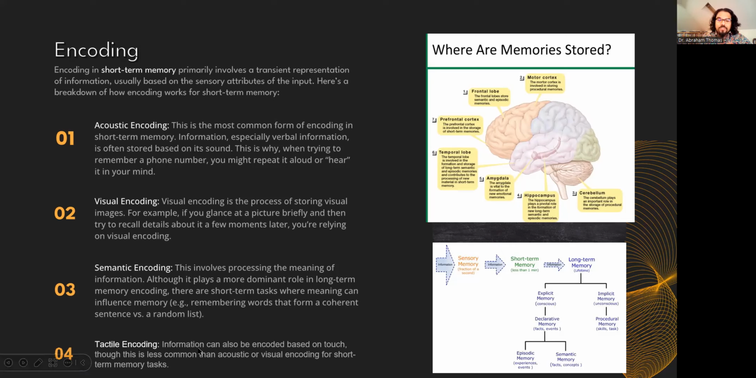And lastly, we have tactile encoding, where information can be encoded based on touch, though it's a lot less common than acoustic or visual.